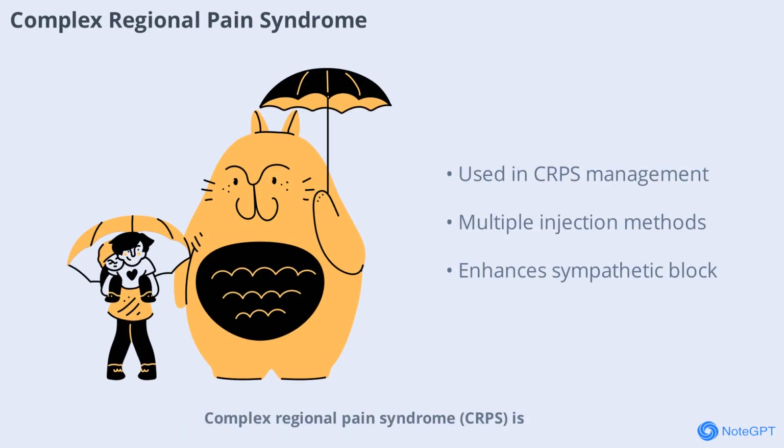Complex regional pain syndrome, CRPS, is a challenging condition characterized by severe persistent pain. ONT has been used in various ways, including intradermal, intraarticular, and sympathetic block injections. While results are mixed, some patients experience significant pain relief and improved function. The addition of ONT to sympathetic blocks may enhance and prolong the analgesic effect, especially in cases resistant to other treatment.